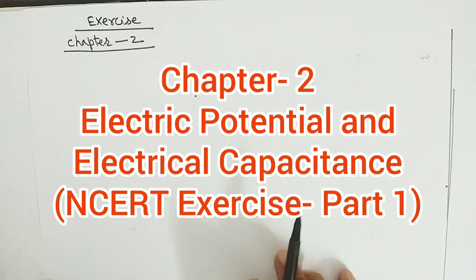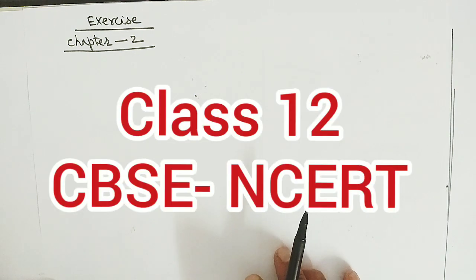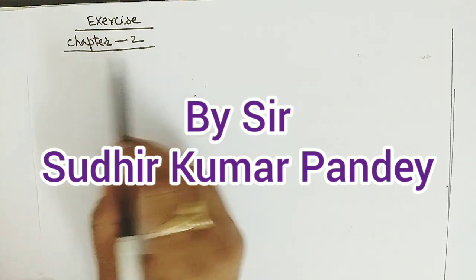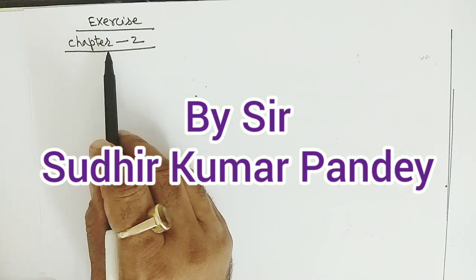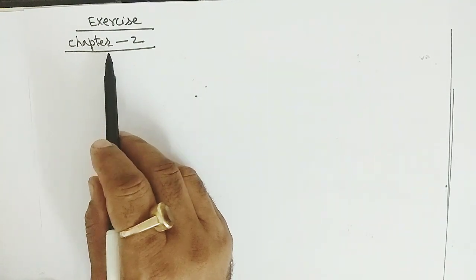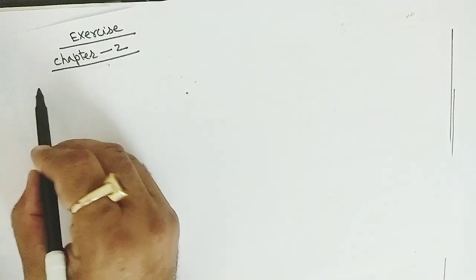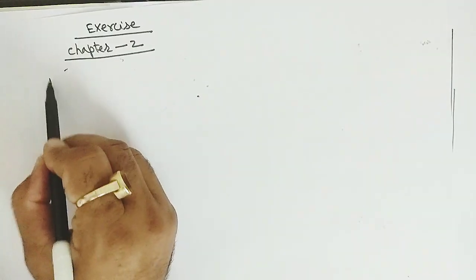Students, today we'll discuss the exercise of chapter number 2, that is the electric potential and the electrical capacitance. So first of all, we'll discuss the questions related to the electric potential. See the exercise question. I'm taking question number 1. All questions will be discussed one by one.